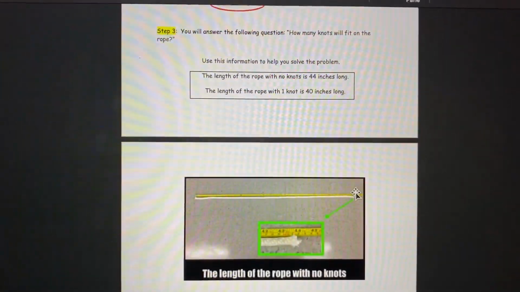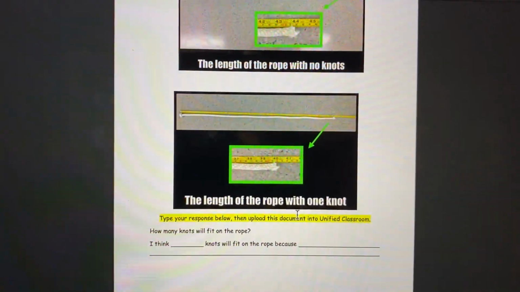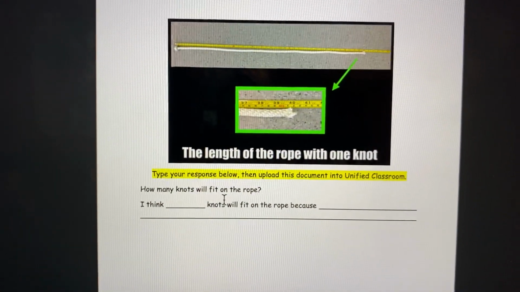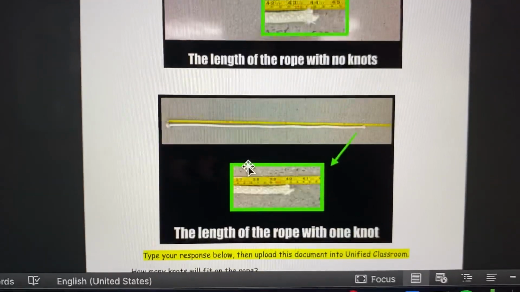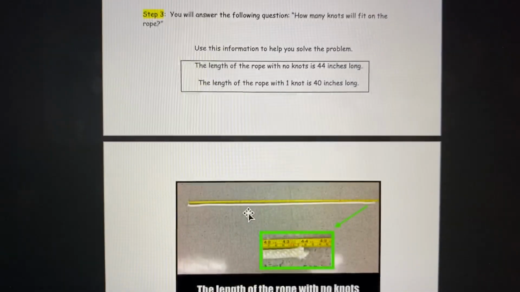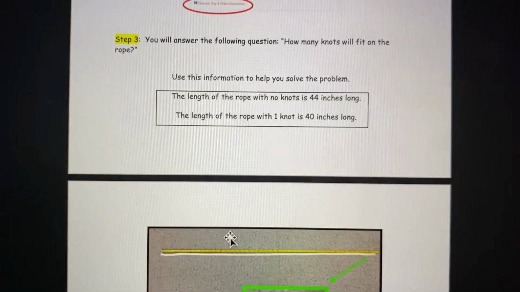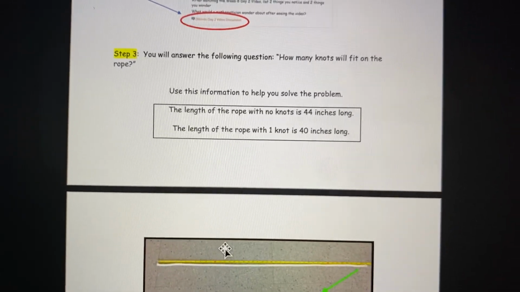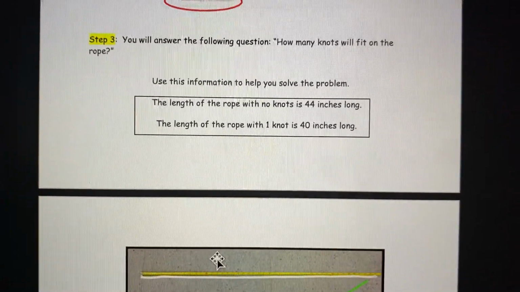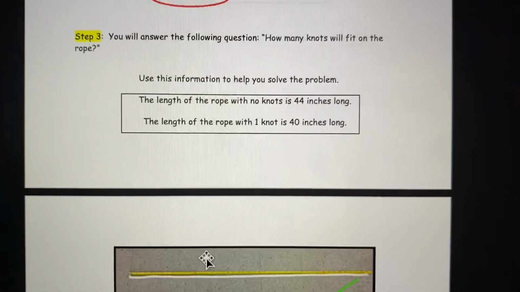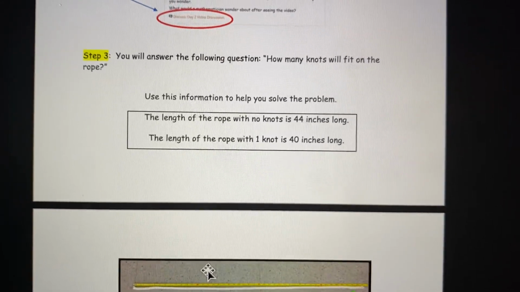You guys are going to have to use this picture here to help you with the responses. How many knots will fit on the rope? It's just a prediction, so you have to just predict how many. If you see here, the length of the rope with no knots is 44 inches. The length of the rope with 1 knot is 40 inches. So there was room for 1 knot. The goal is to get the total of how many knots.